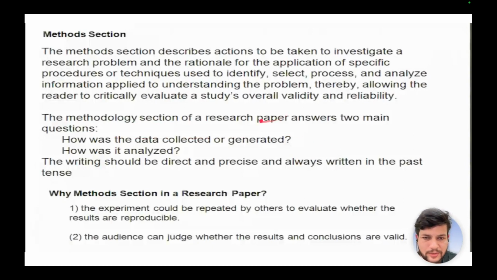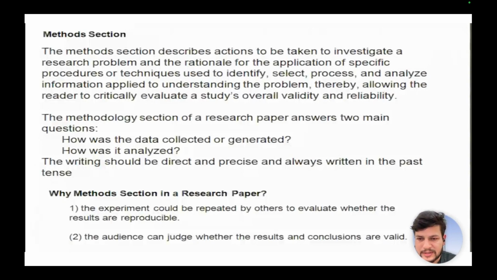The methodology section of the research paper answers two main questions. One is how was the data collected and generated? The other is how was it analyzed? You have to write everything. The writing should be direct and precise and always written in the past tense. As you have already done all your experiments, you should write all your method section in the past tense.